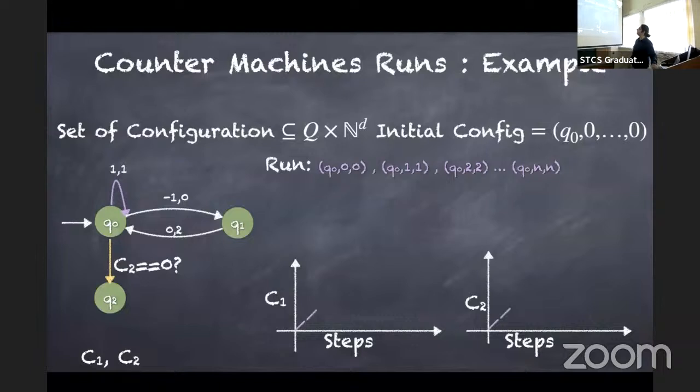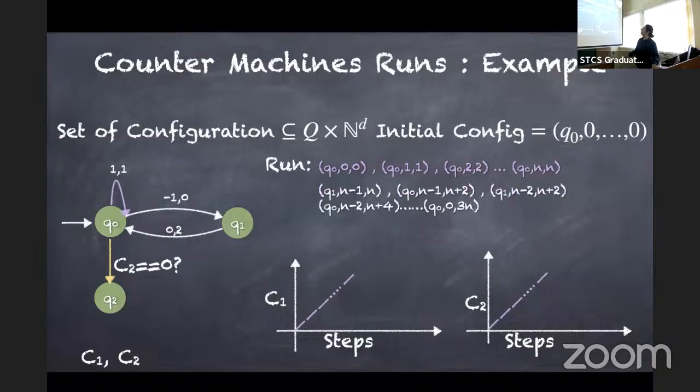Then at some point you can choose to take this loop between Q0 and Q1, where you decrement counter C1 by 1 but increment C2 by 2. So the slope of C2 is twice as much. At some point, when C1 is equal to 0, you can exit to Q2, which might be a halt condition, and then you stop. Oh, sorry, this is C1. Yeah, good point.